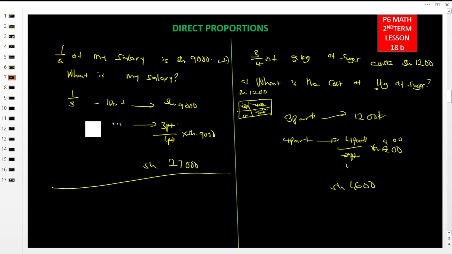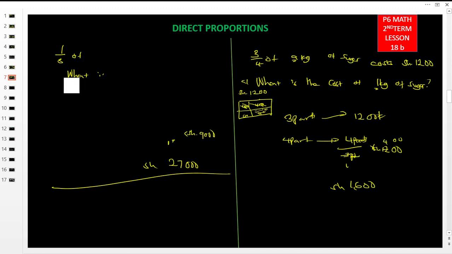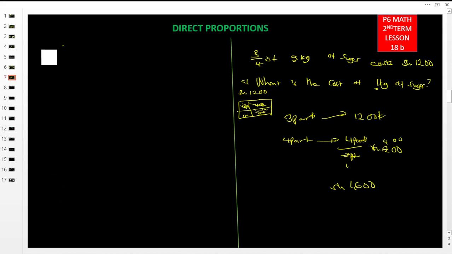Let us rub this one. We make part B. So our part B says, part B here is telling us to find the cost. Part B says, what is the cost of 2.5 kilograms of sugar?